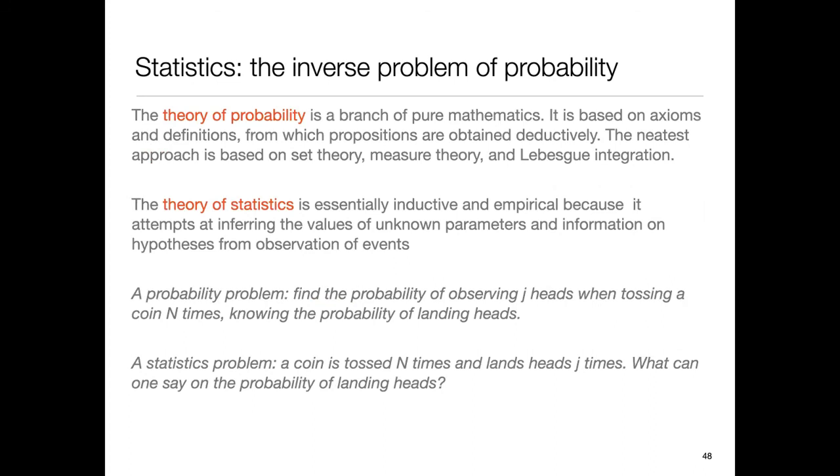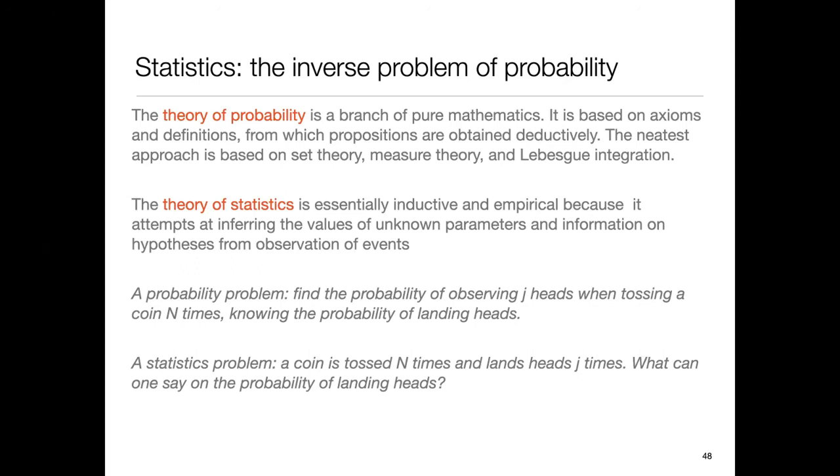So first of all, statistics is the inverse problem of probability. The theory of probability is a branch of pure mathematics. It is based on axioms and definitions from which one obtains deductively the propositions. The theory of statistics is essentially inductive and empirical because it attempts at inferring the values of some unknown parameters from the observation of events.